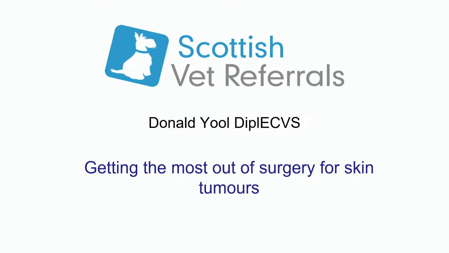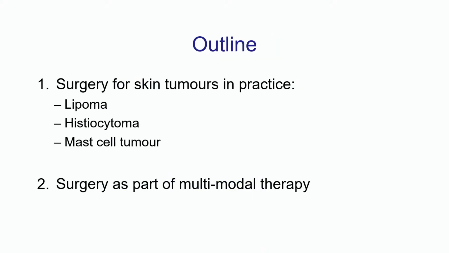I'll run through 3 common examples which give you the 3 different grades of surgery that you might consider. My plan is to go through lipoma, histiocytoma, and mast cell tumour in that order, which nicely ranks up from very, very simple to tumours which need a bigger margin of resection.